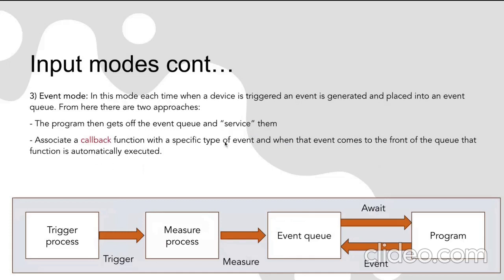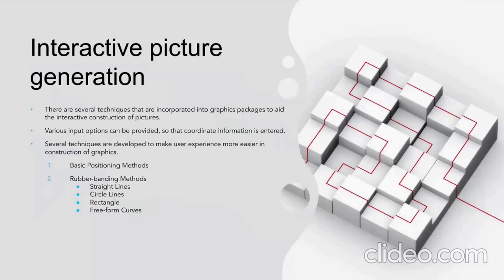And coming to the third mode, it's event mode. In the event mode, each time a device is triggered, an event is generated and placed into an event queue. From here, there are two common approaches. The program then retrieves events from the queue and processes them. Alternately, you can associate a callback function with each specific type of event. When that event reaches the front of the queue, the associated function is automatically executed. So these are the three types of input modes.